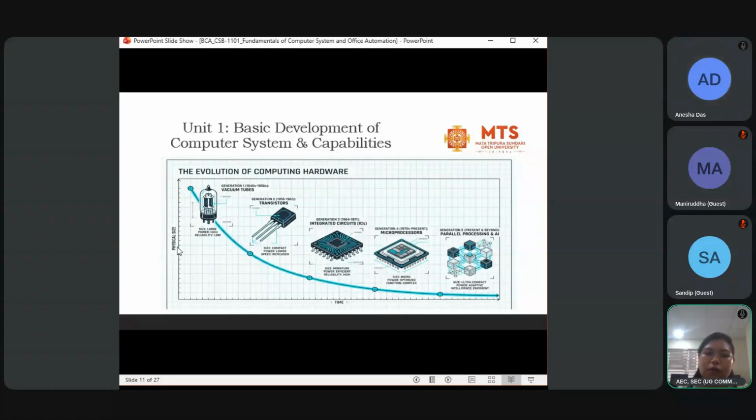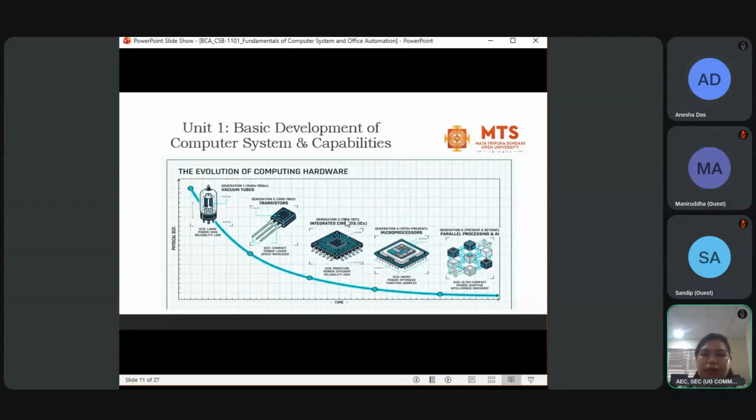First, you see, this is physical size. If physical size is large and the time is less, then we move from left to right. First generation there is vacuum tube. The physical size is more, that's why we have put it on the left side. Size is large, power high, reliability low. Second, transistor: size is compact, power low, and speed is increased.